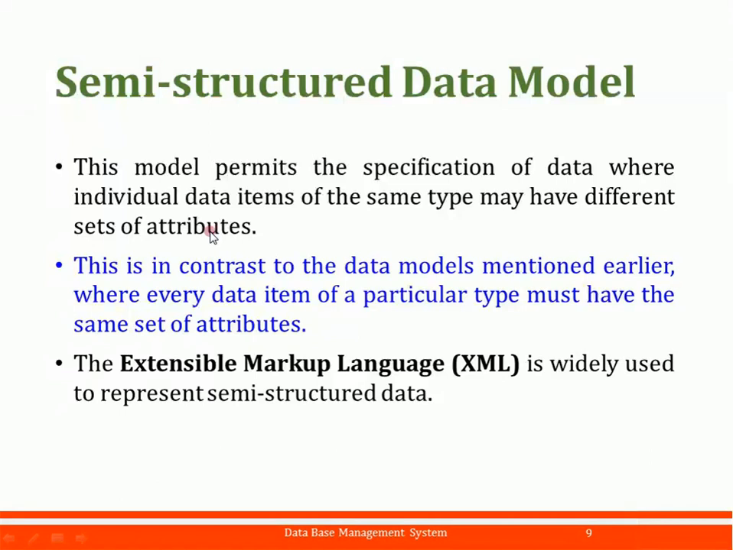They all have the same set of attributes, but in the case of the semi-structured model, the same entity type may have a different set of attributes. This is in contrast to the data models mentioned earlier, where every data item of a particular type has the same set of attributes. This is what I have mentioned as an example for the relational data model. And the Extensible Markup Language, XML, is widely used to represent this semi-structured data model.